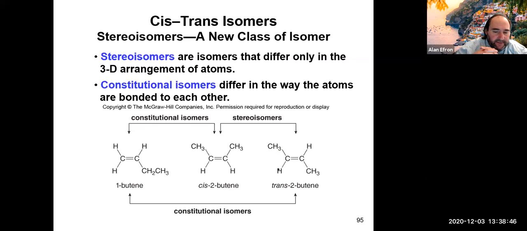So stereoisomers, and we talked a little bit about, I think, earlier and also in coordination chemistry. These are isomers that differ only in their 3D arrangement. Constitutional isomers differ in the way the atoms are bonded to each other. So this is a constitutional isomer, different in the way that they are attached. And then these two guys here, the middle guy and this guy, are stereoisomers, which differ only in their 3D arrangement. That's your cis and trans, but we get some different guys here in terms of constitutional isomers.